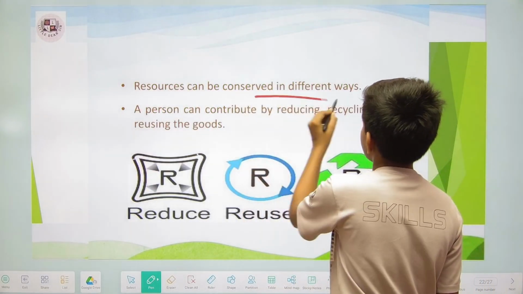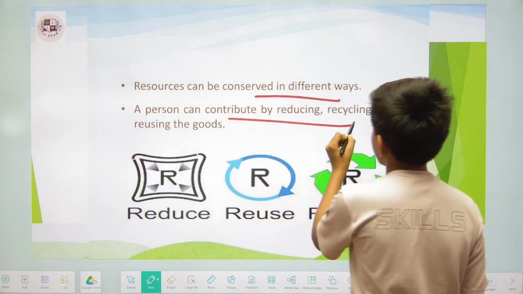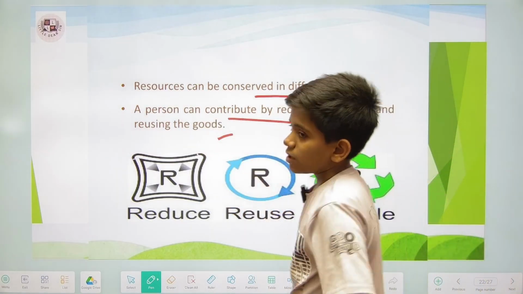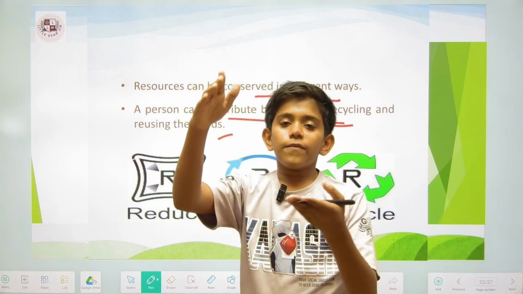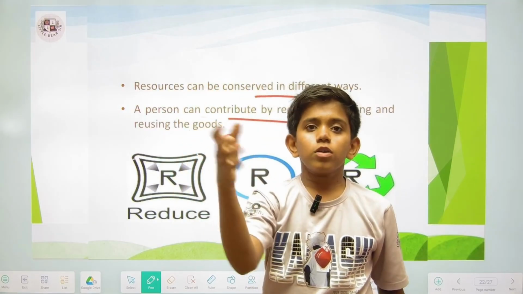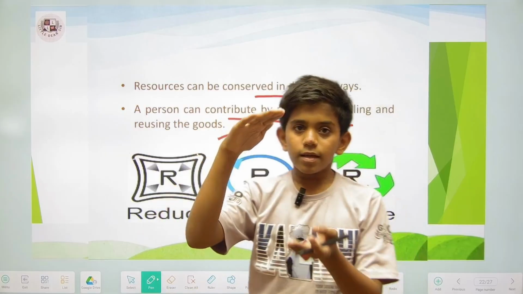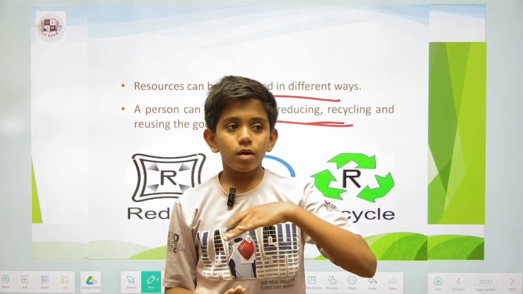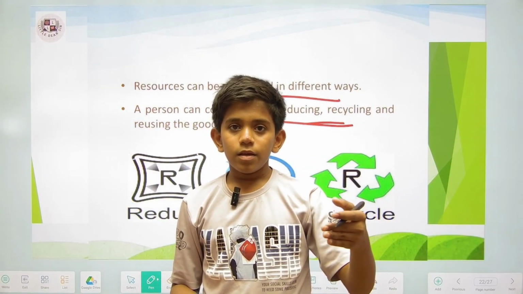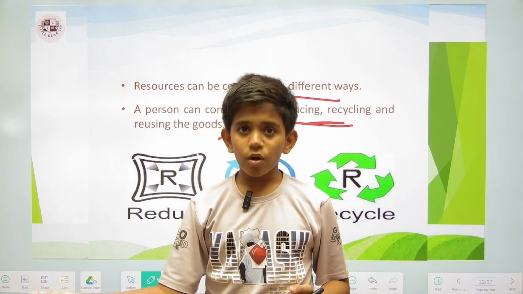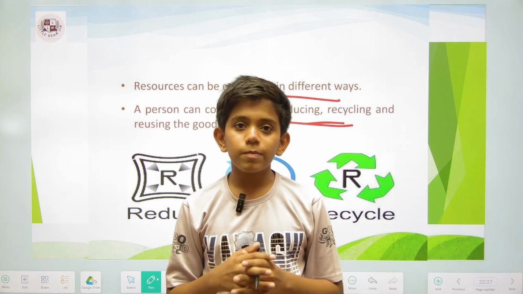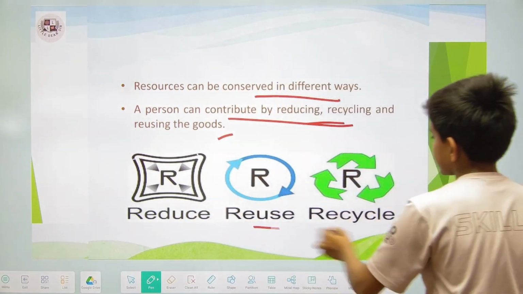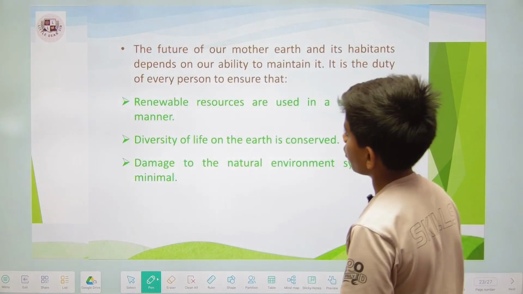Resources can be conserved in different ways. A person can contribute by reducing, recycling and reusing goods. Now if you take Coca-Cola, a refreshment can, or you can say soft drink, and the tin is there, if you give it to recycling, what happens? Instead of throwing it, it is good to give it for recycling. The carbon emission will be reduced. So reduce, recycle and reuse is also very important.